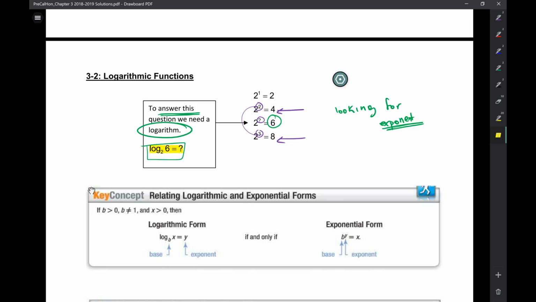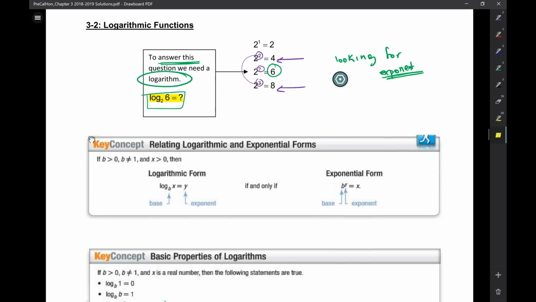All right? So now, here's my question to you. What were we looking for here? A what? Starts with an E? An exponent. So if you have a logarithm, what is the answer to a logarithm always? An exponent. Okay? A logarithm gives you what? An exponent. All right? Here we go.